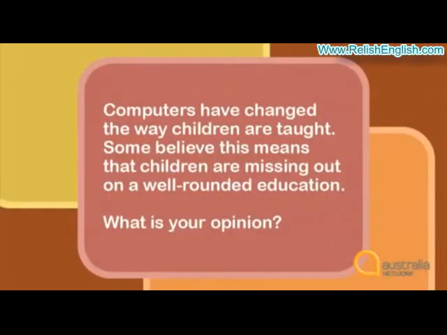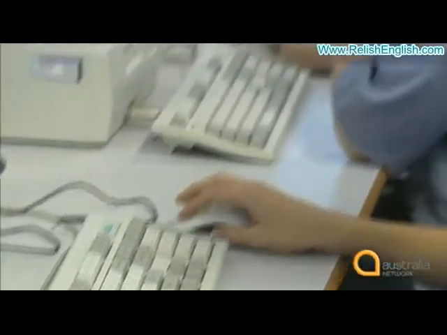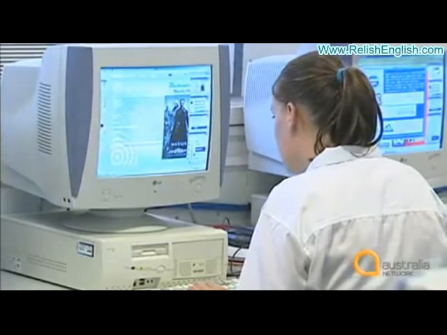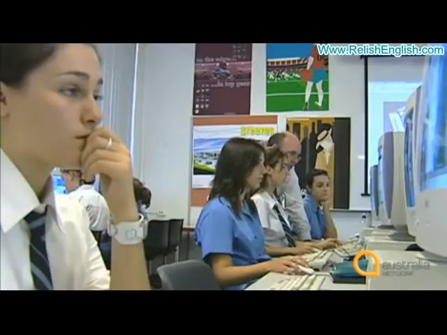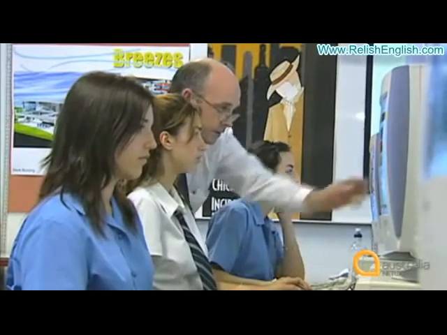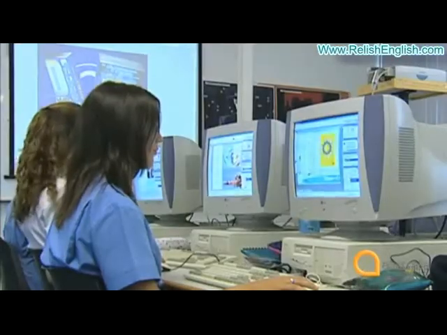Computers have changed the way children are taught. Some believe this means that children are missing out on a well-rounded education. What is your opinion? Here, the main topic is the use of computers in children's education. You need to decide what you think about computers in classrooms and whether they might stop children getting a well-rounded education. In forming your opinion, you should also write about what other people might think.